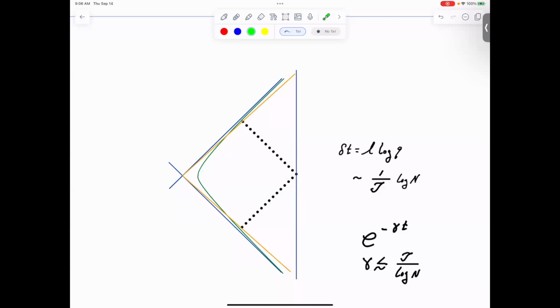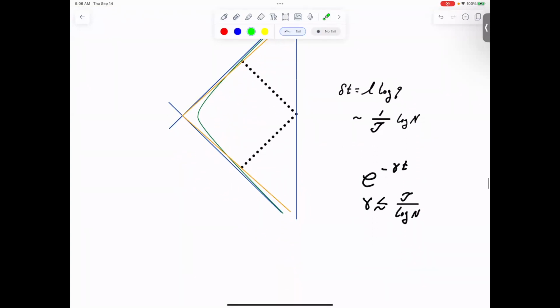This log is the same log that appears in scrambling, when we think of something being scrambled when it gets to the stretched horizon. This large log is associated with the closeness of the stretched horizon to the true horizon. The closer the stretched horizon is to the true horizon, the larger this log N will be. This log N is the difference between being confined and not confined.